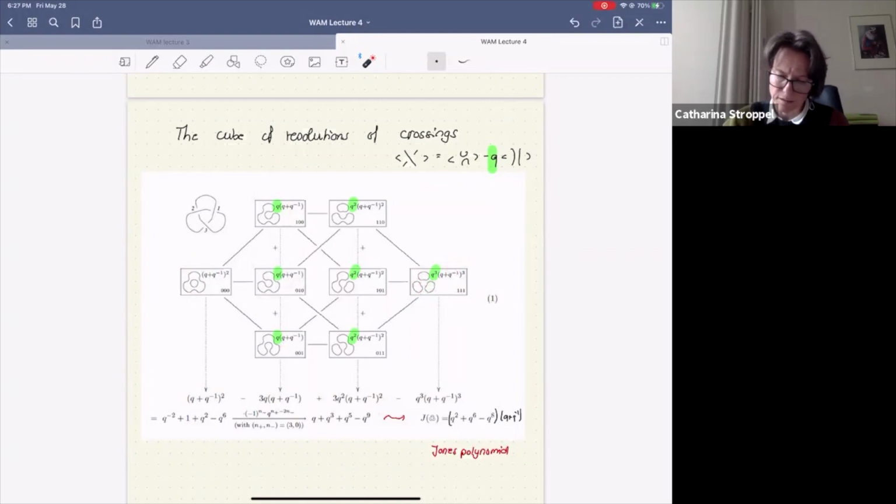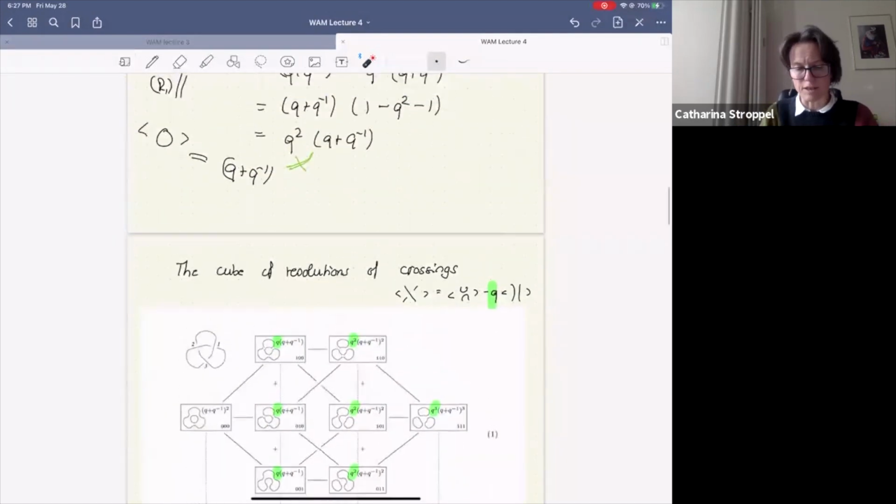And this green thing, because I took this smoothing, so this green Q comes in always when I take the second type of smoothing. So here I had once the second type of smoothing, so I get a Q in this column. Then in this column, I get a Q squared because I took twice the second type of smoothing. And in the third column, I get a Q to the 3 because I took 3 times the second type of smoothing. And then you just sum up the columns, you get this expression, which you can just calculate.